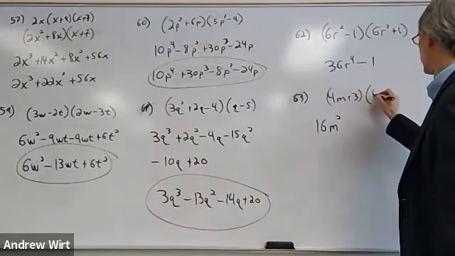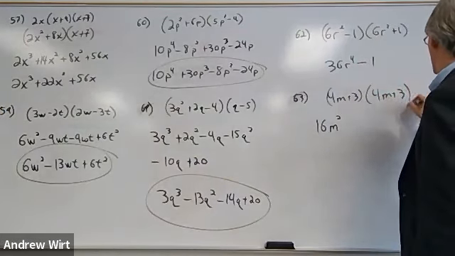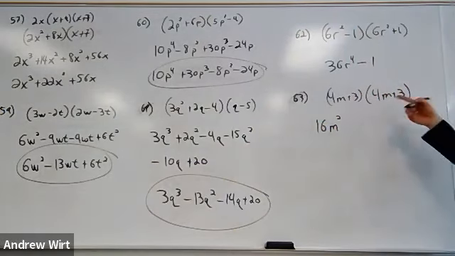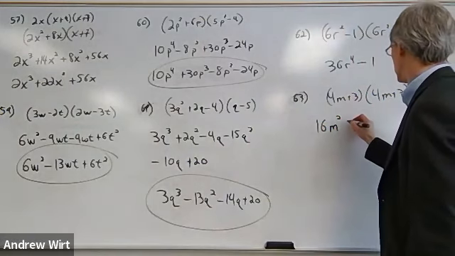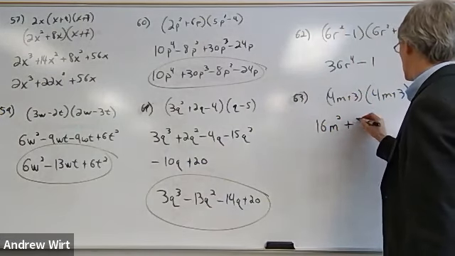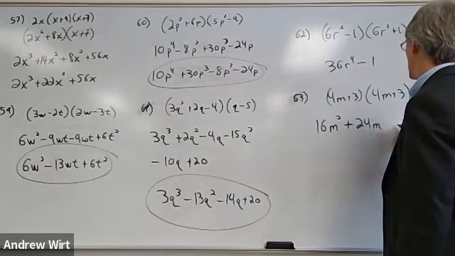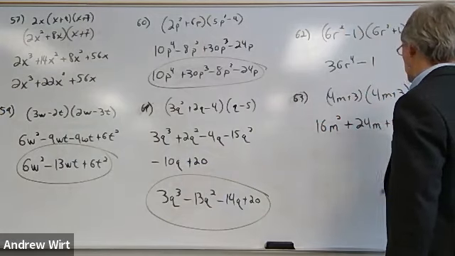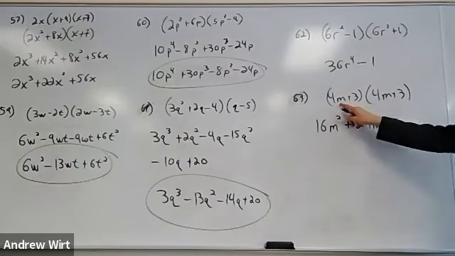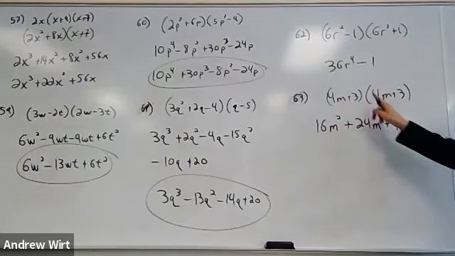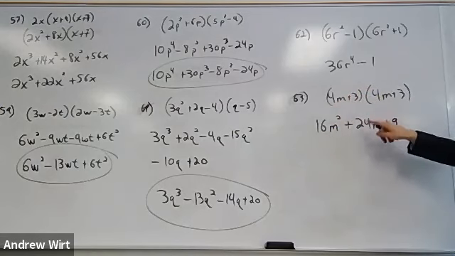If you just want to write it out as 4m plus 3 times 4m plus 3 and then FOIL, you can do it that way too. But since it's a perfect square trinomial, we can just use the formula. First term squared, last term squared, first term times last term times 2.